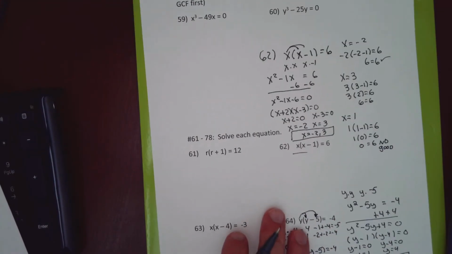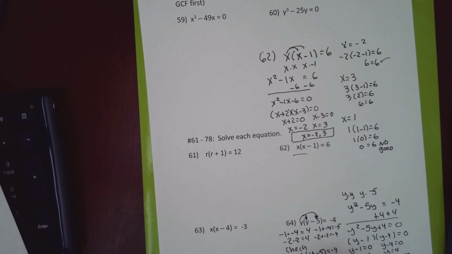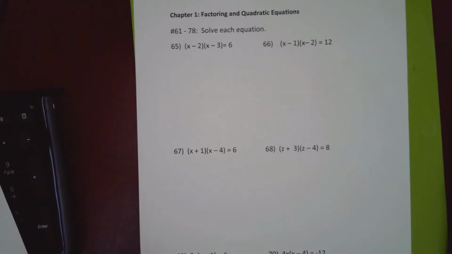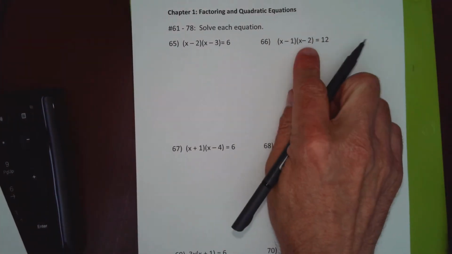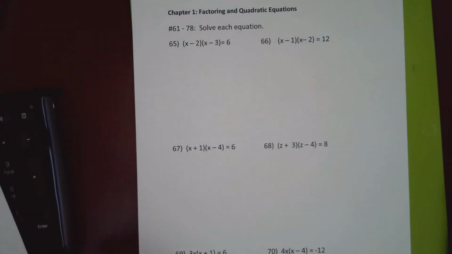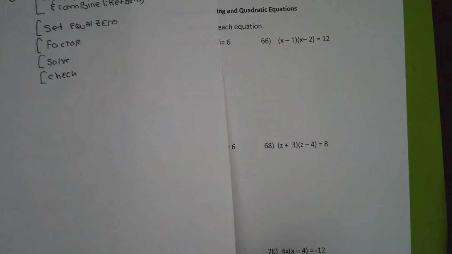So you should give 61 and 63 a go. They should work just the same as 62 and 64. For problem 66, the answers aren't 1 and 2. If the right side was 0, the answers would be 1 and 2. But because the right side isn't 0, I've got to go through these steps.